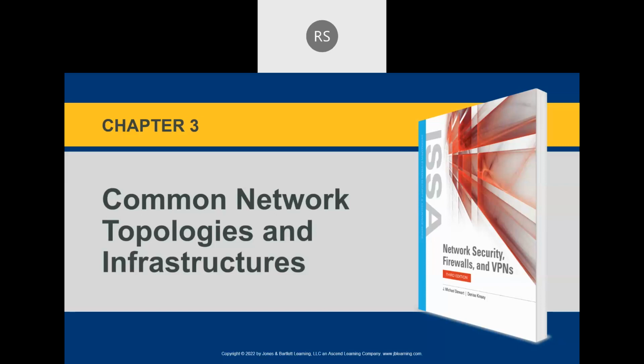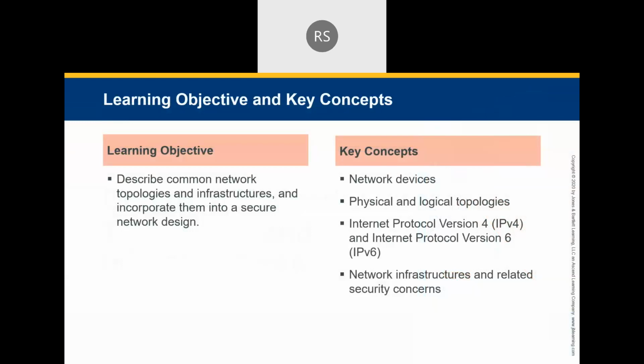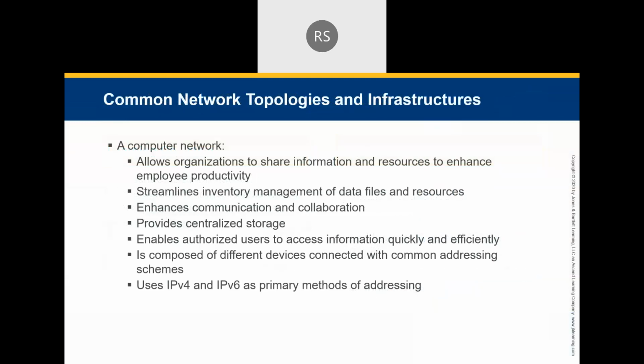CIST 2611, Chapter 3, we're going to look at common network topologies and infrastructures. Some objectives in this chapter are to describe common network topologies and infrastructures and incorporate them into secure network design. The key concepts of this chapter are network devices, physical and logical topologies. We'll discuss Internet Protocol version 4 and version 6, IPv4, IPv6, and also network infrastructures and related security concerns. So first, let's talk about what a computer network is and some common network topologies and infrastructures.